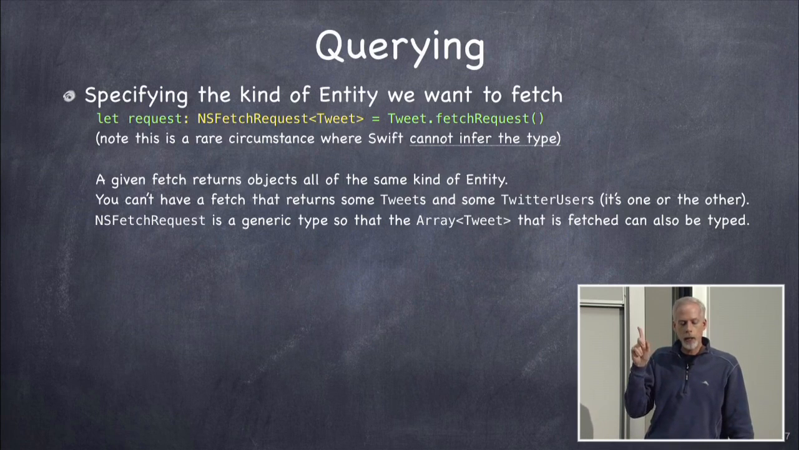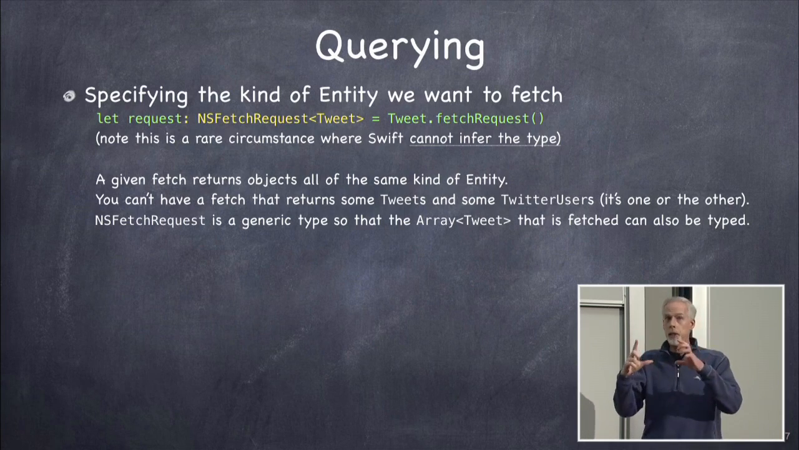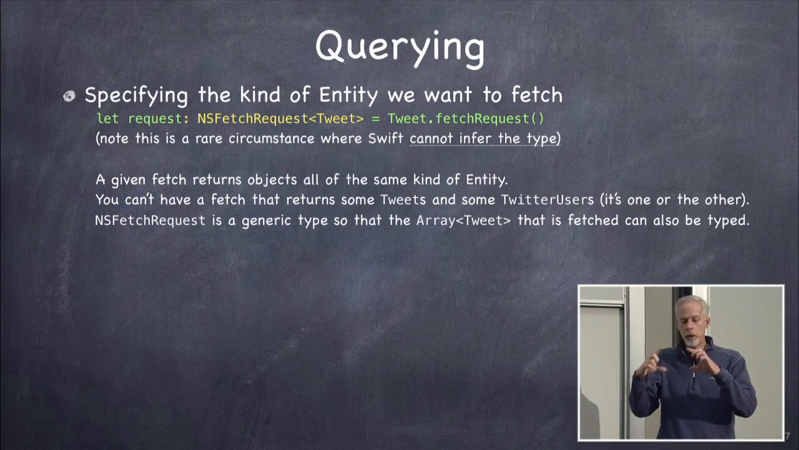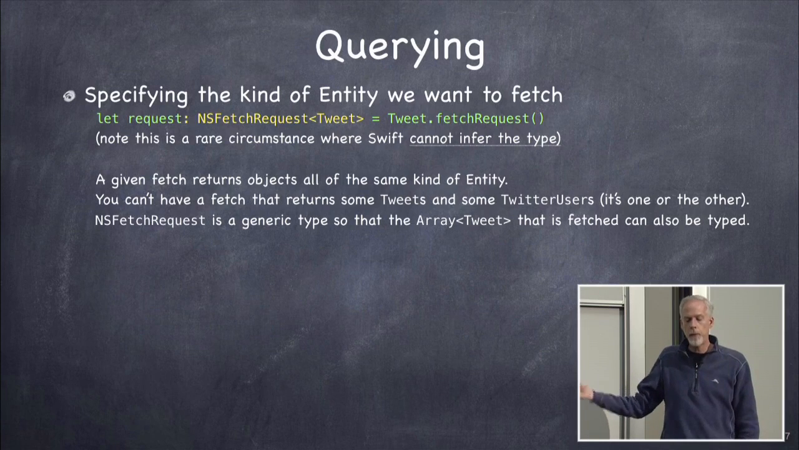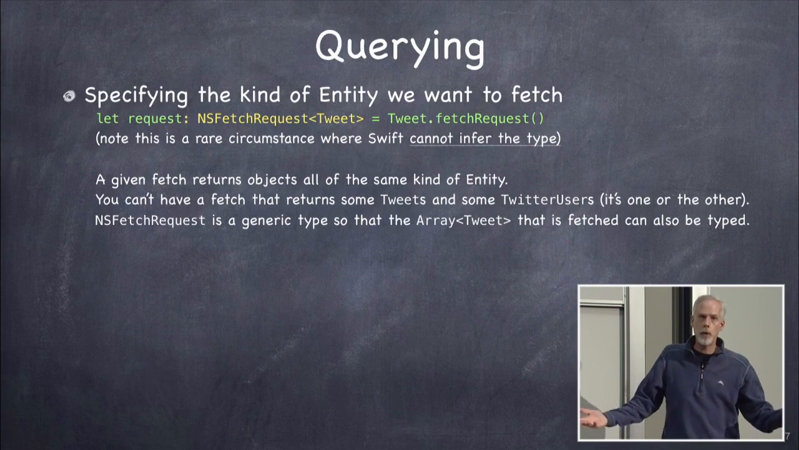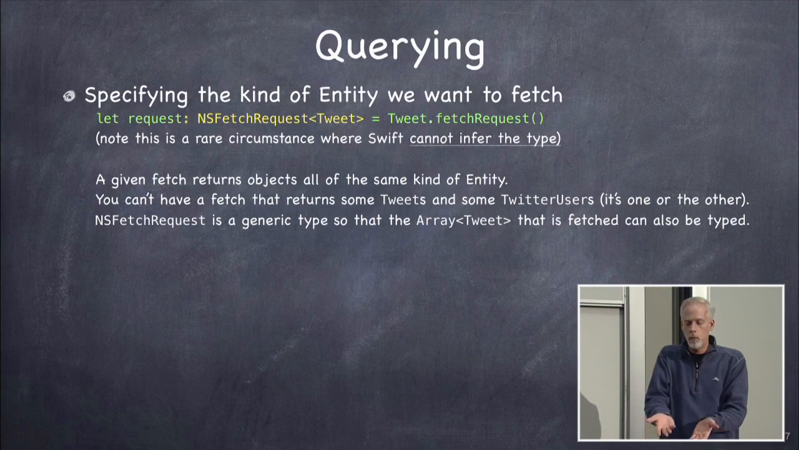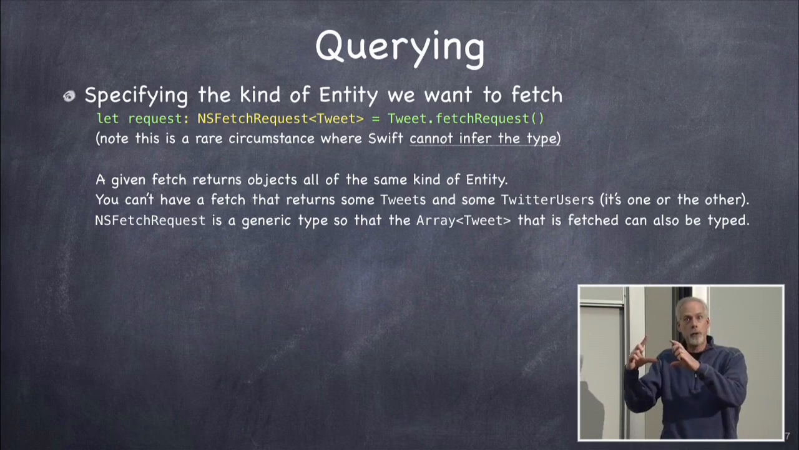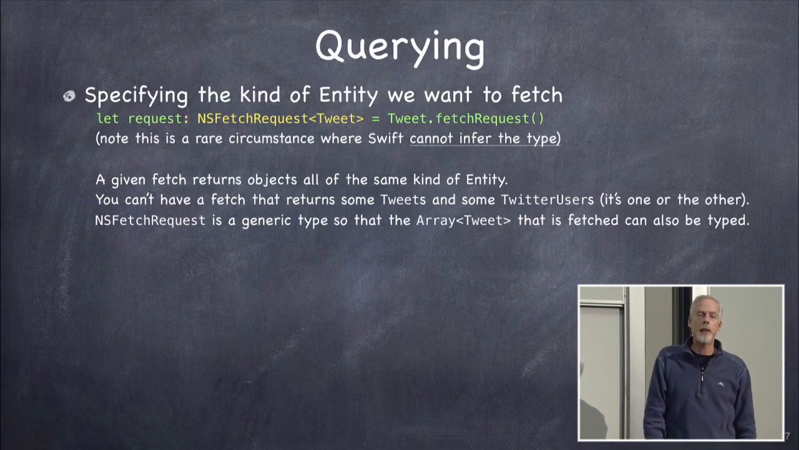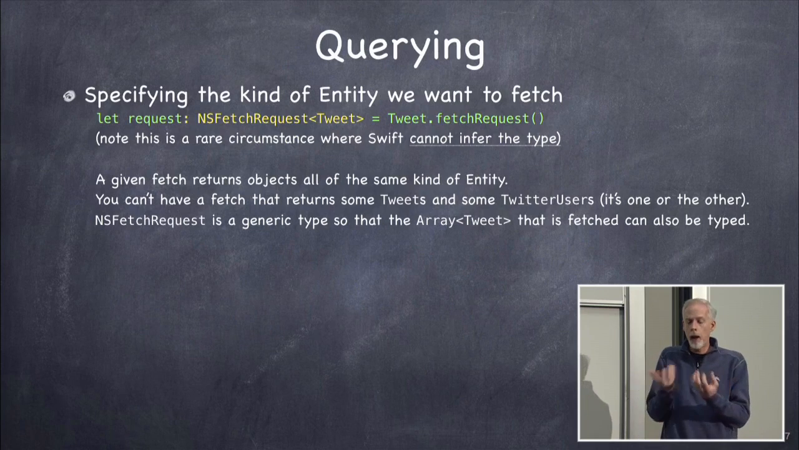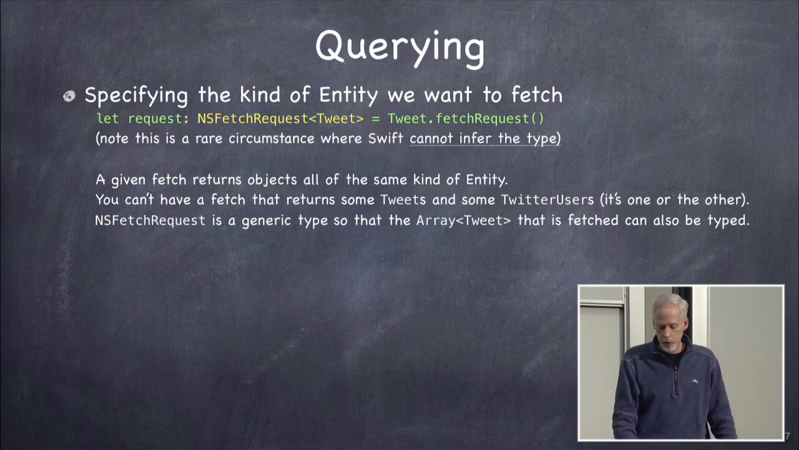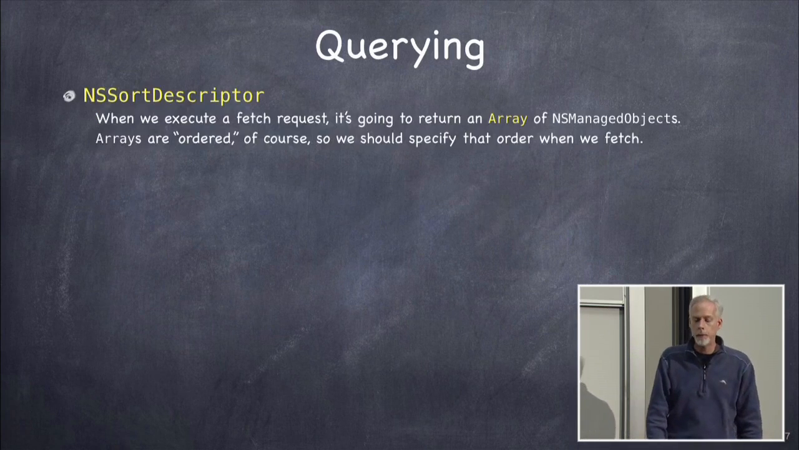All right, so you say let request equal NSFetchRequest. It's a generic type, like array or something like that. This is a fetch request only for tweets. So you say NSFetchRequest<Tweet> equals Tweet.fetchRequest, and it knows, of course, that the only one that returns an NSFetchRequest<Tweet> is the fetchRequest in that Tweet extension. So now you have a fetch request. This is how you get a fetch request. Couldn't be easier. You just have to remember to do that static typing right there.